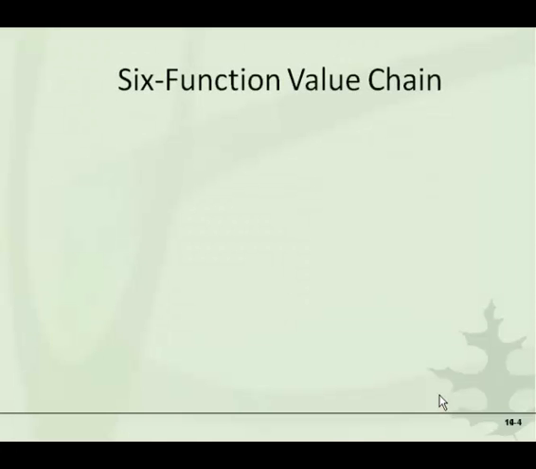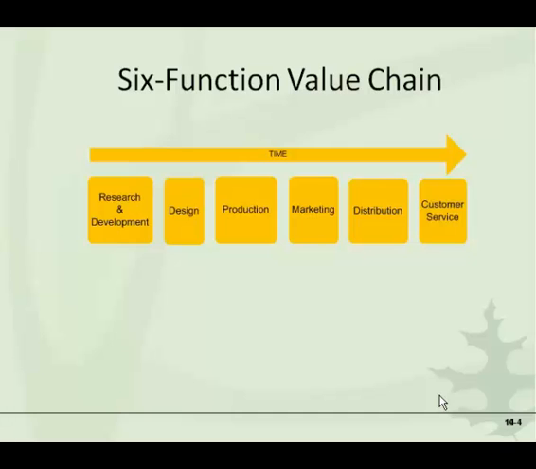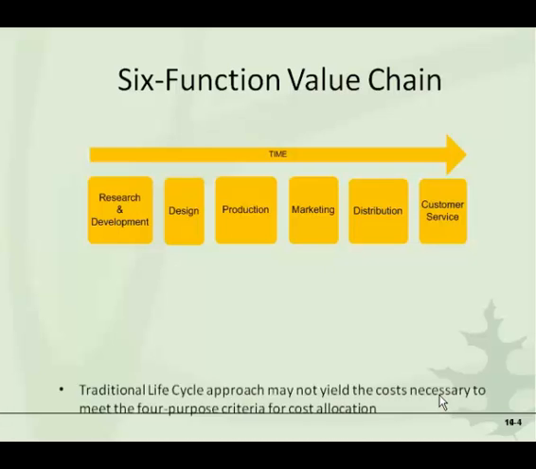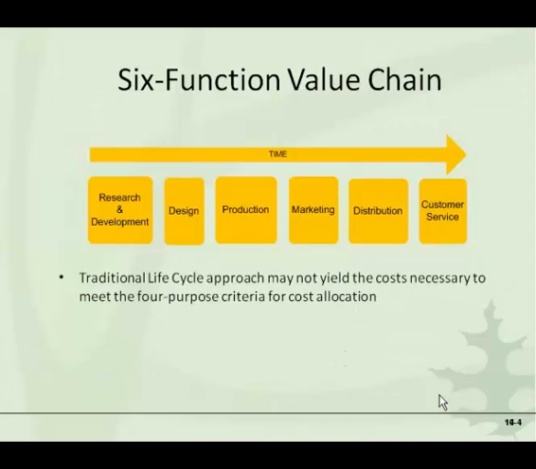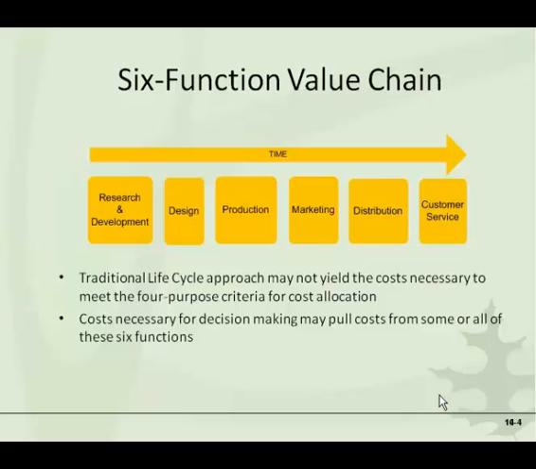Most companies have a six-function value chain: R&D, design, production, marketing, distribution, and customer service. In the traditional life cycle of how we make products, think of them, design them, make them, market them, and service them, may not yield the cost necessary to meet our four purposes. So costs necessary for decision making at any of these stages may pull from some or all of these six functions.